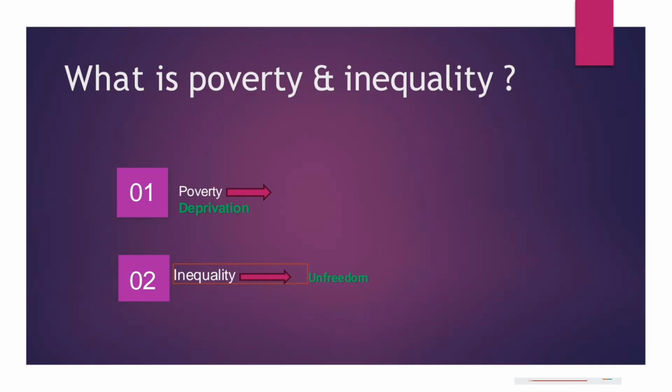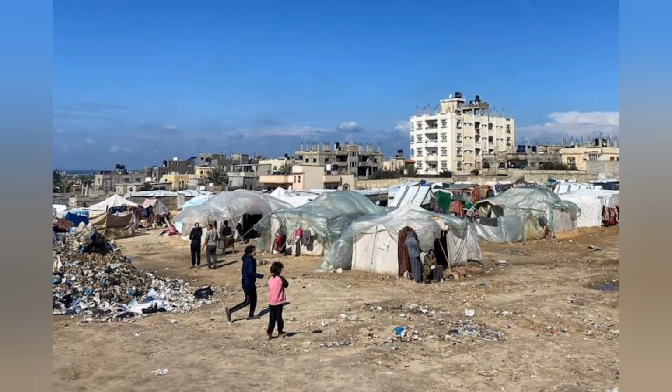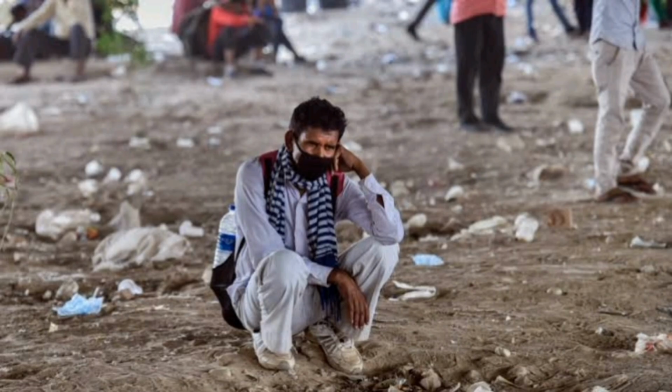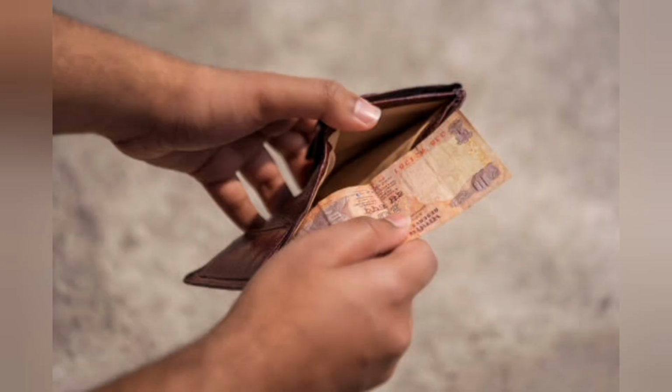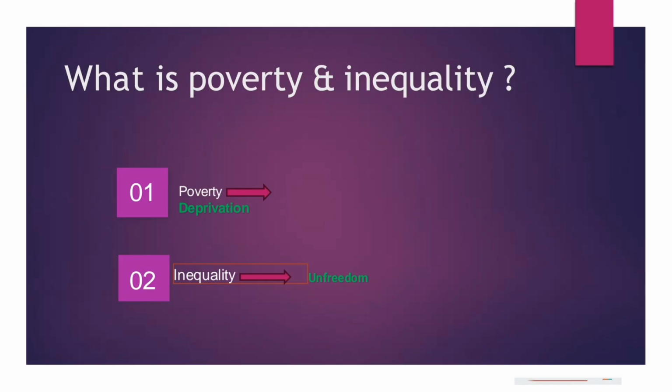What is poverty? Poverty is about deprivation. It means not having enough money for basic needs like food, clean water, shelter, healthcare, and education. People living in poverty struggle to survive with very limited resources. Example, in many countries, people live on less than $2 a day. Imagine trying to afford food, rent, and medicine with that amount. It's extremely difficult.